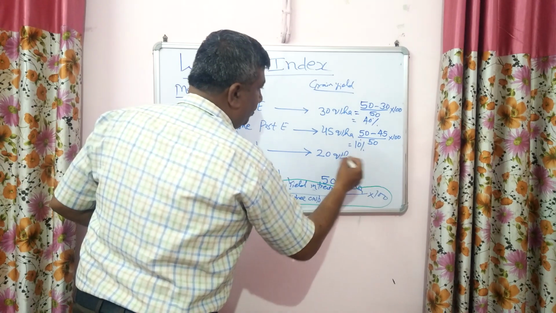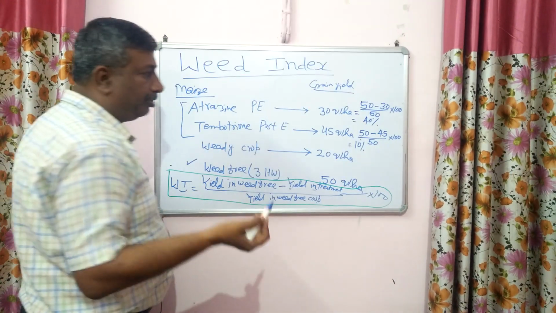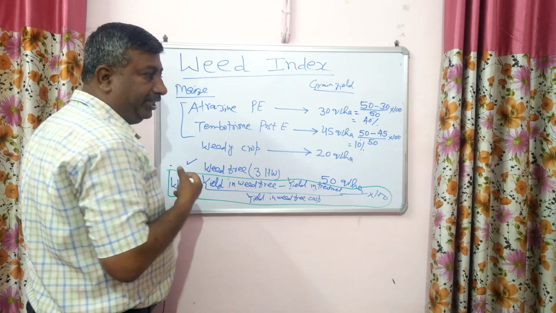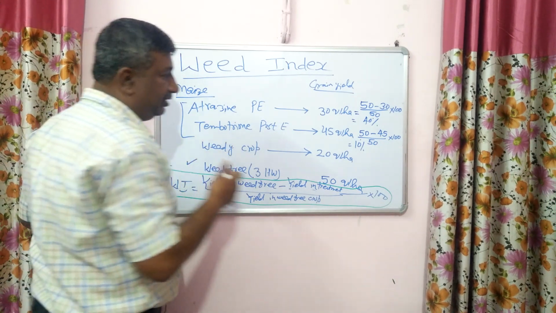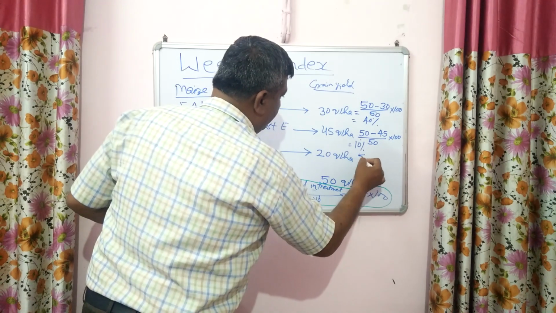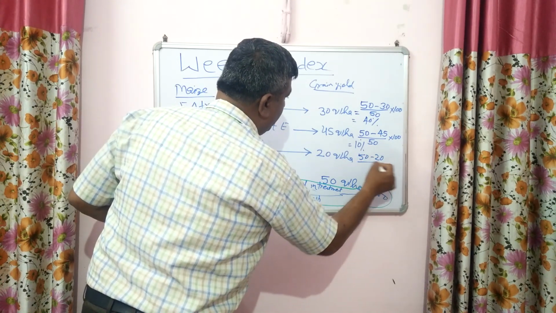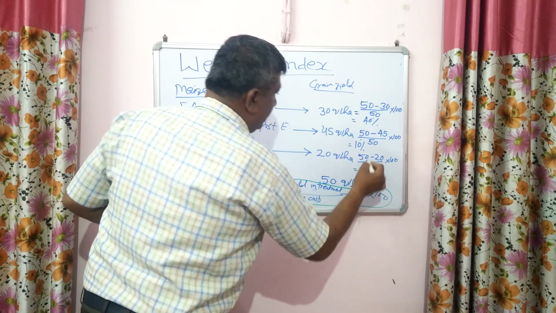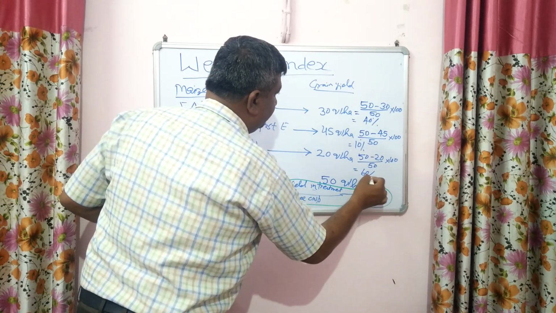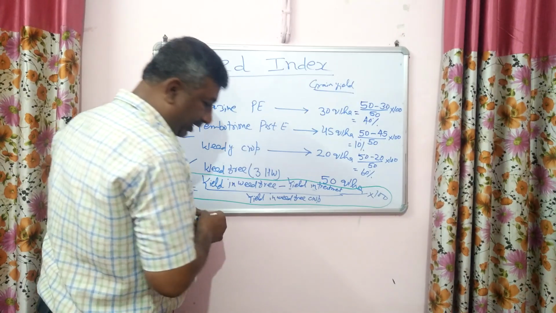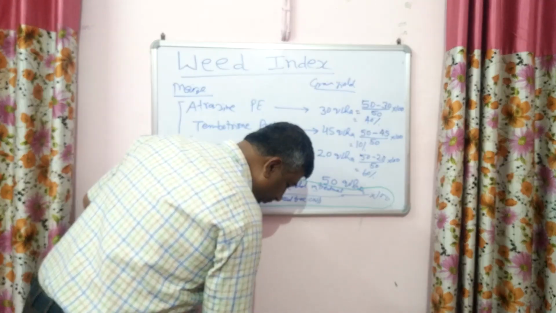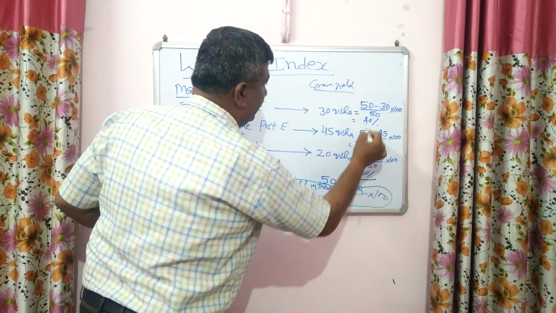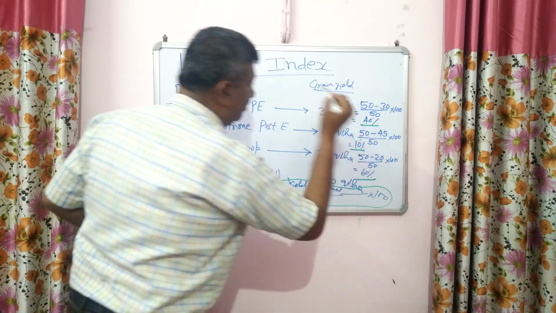And in case of weedy crop, actually in weedy crop there is no treatment, but we can calculate the weed index to know how much yield reduction is there. 50 minus 20 upon 50 into 100, that is 60%. So it means this, in weedy crop is 60%, it is 40%, it is 10%.